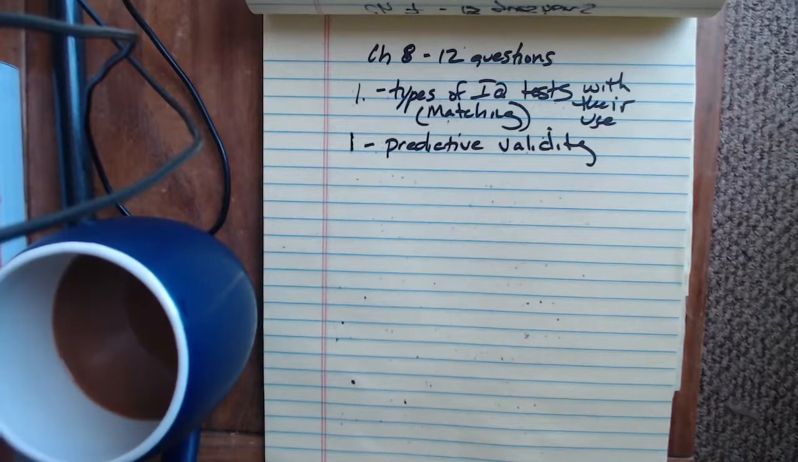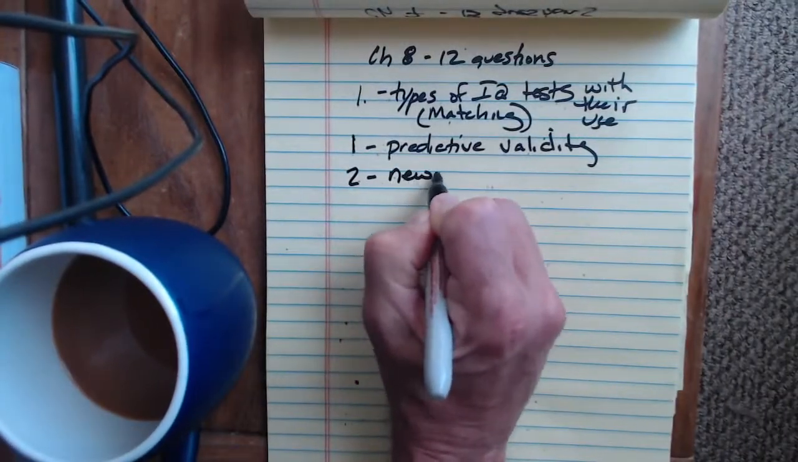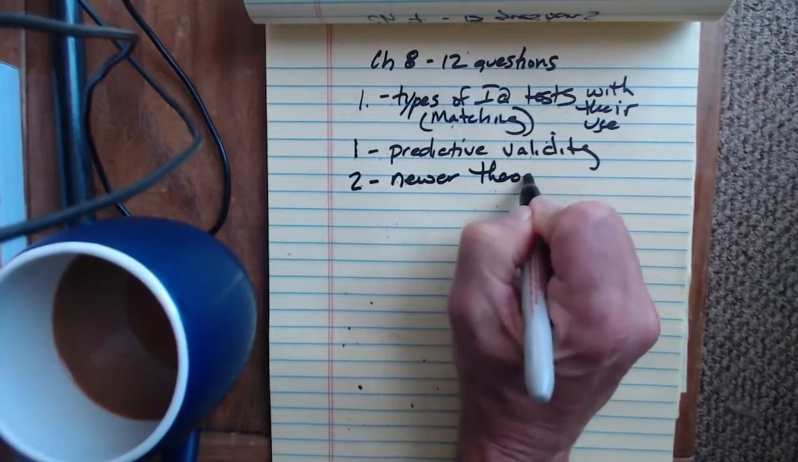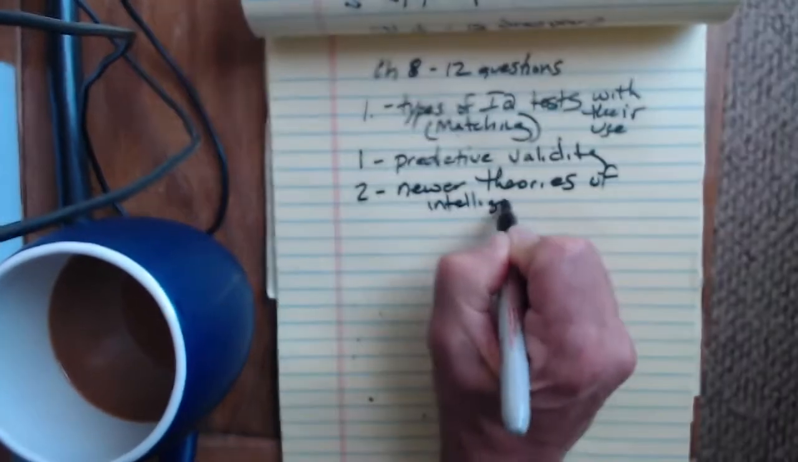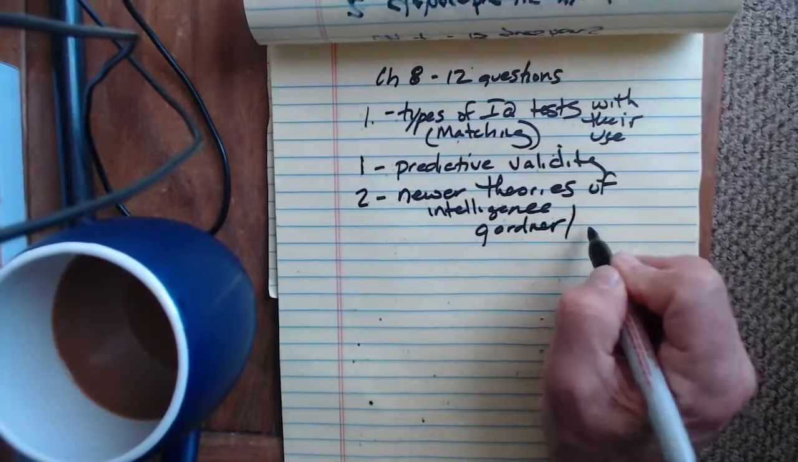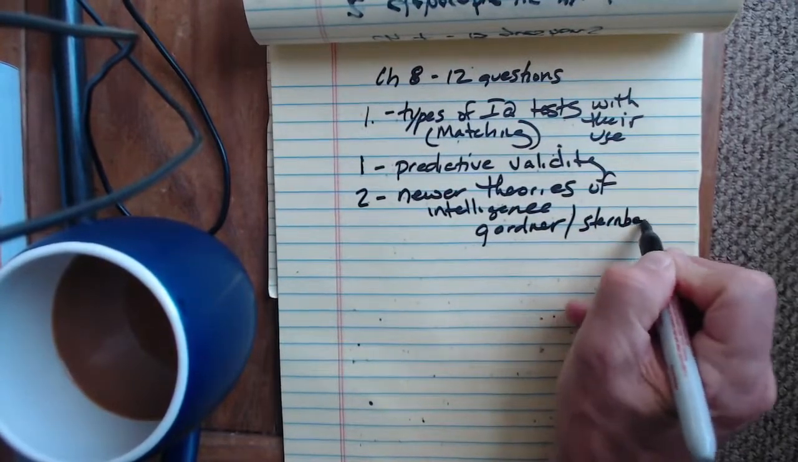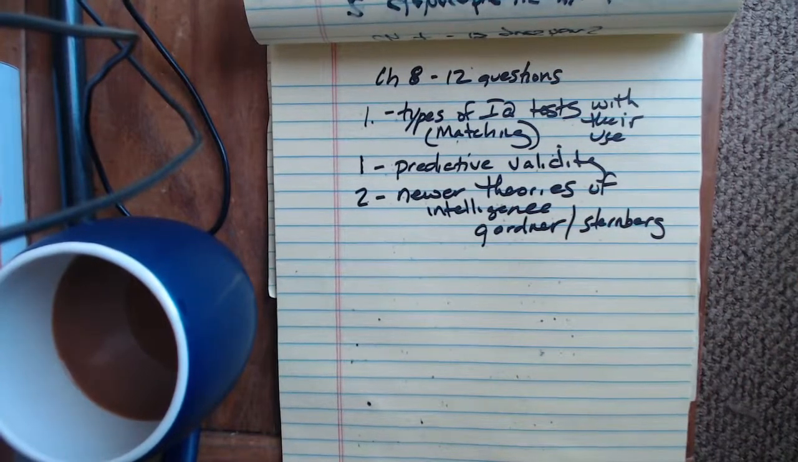Two questions on newer theories of intelligence. Remember, that's Gardner and Sternberg's theories. I have a PowerPoint on those. You should be familiar with those.